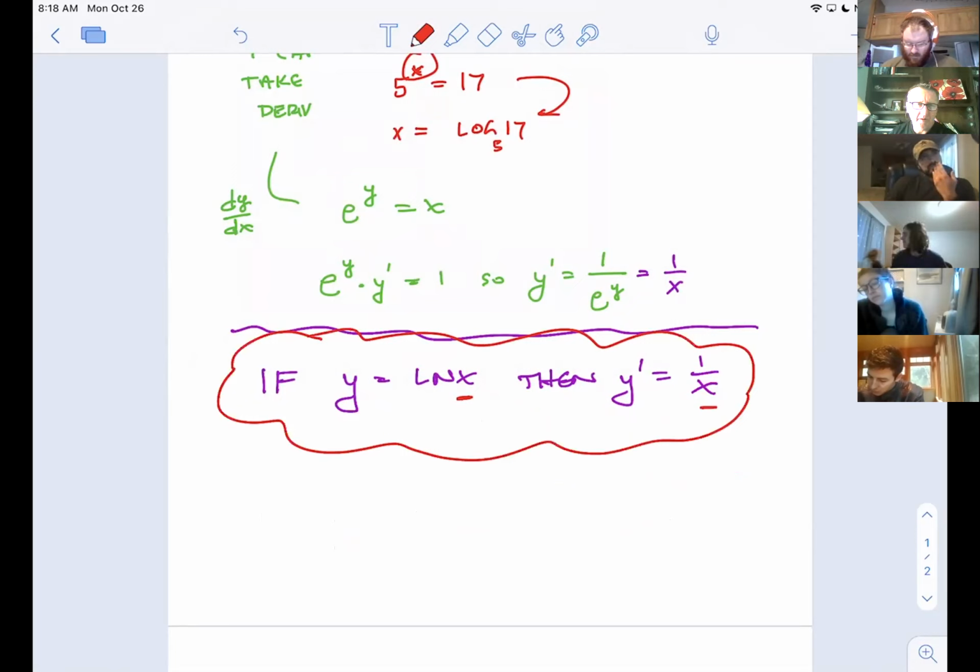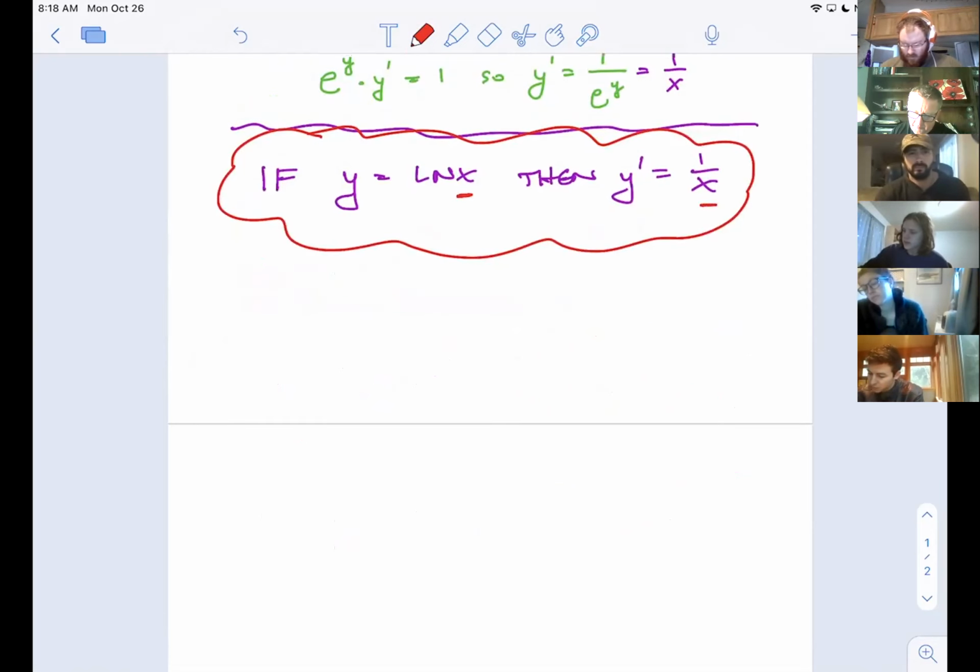And if that junk is just a little more complicated than that, then we just need chain rule. So let's just do one quick example. If I said f of x equals the natural log of, I don't know, let's make it the sine of x.